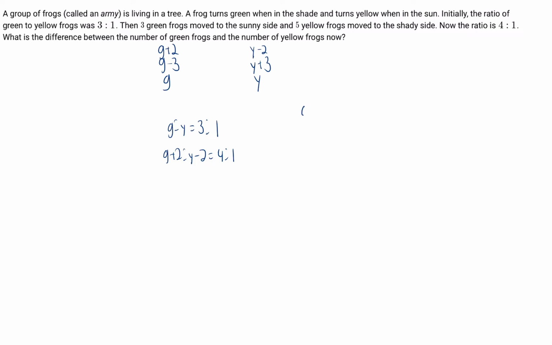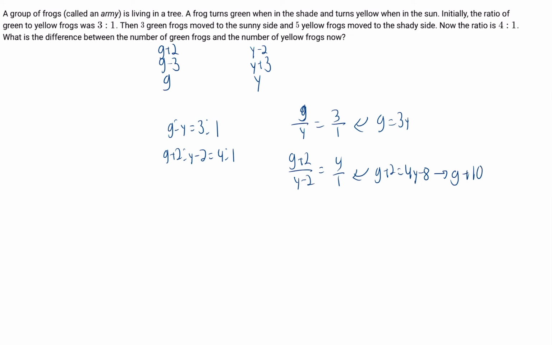So let's write this as g over y is 3/1. And g plus 2 over y minus 2 is 4/1. So this just turns into g is equal to 3y. And this turns into g plus 2 is equal to 4y minus 8. So then this is g plus 10 is 4y. And this is g is 3y.